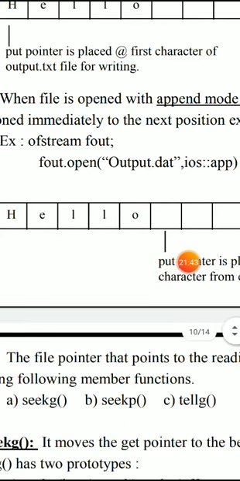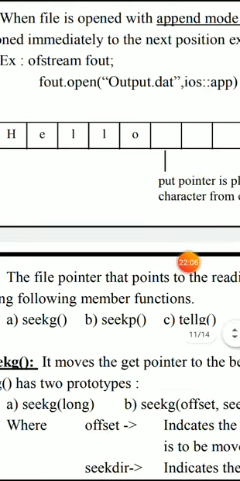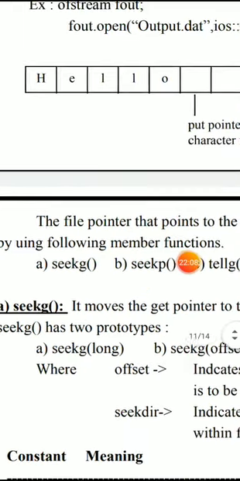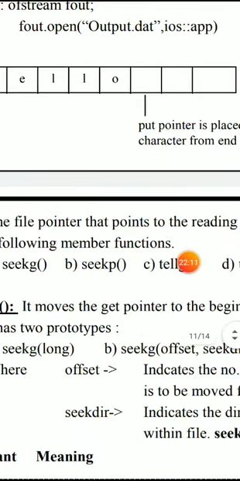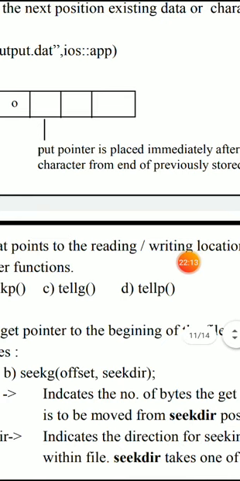So ios::app indicates that the user wants to open a file for append purpose. The compiler detects this statement, opens the output.dat file for append purpose, and places the cursor at the position after the last character that was written to the output.dat file. I hope this concept is also clear. So the file pointer points to the reading or writing location.